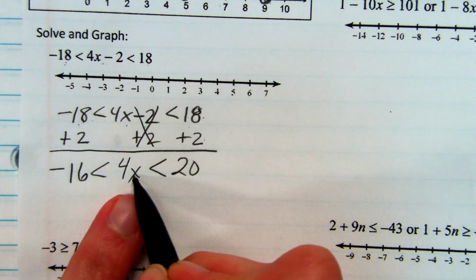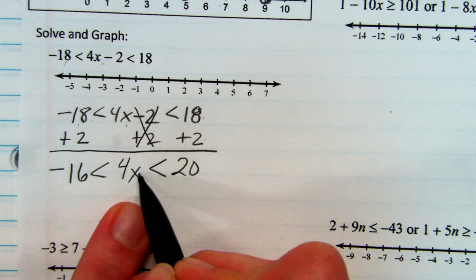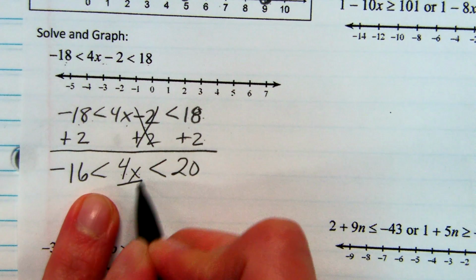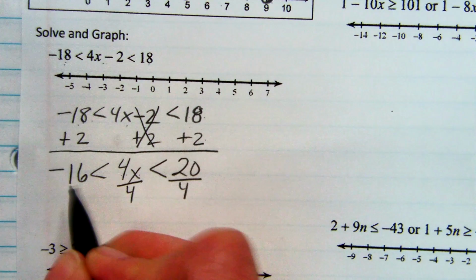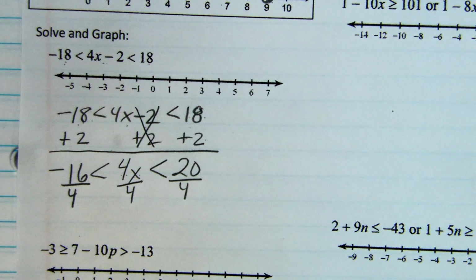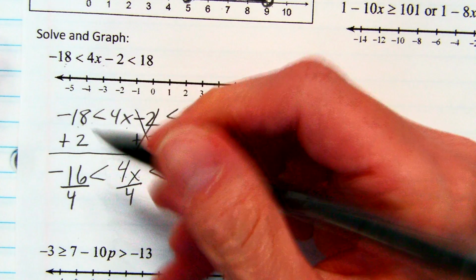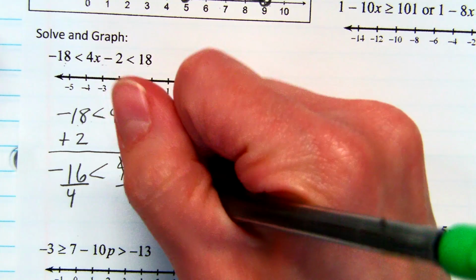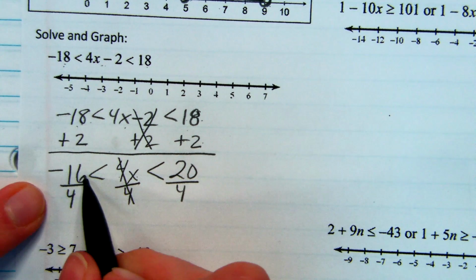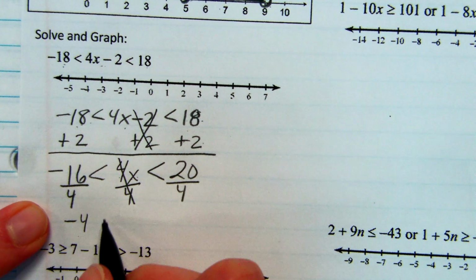Now, I still haven't quite solved for x. I still have 4x. We have to divide now. So now we divide by 4. And that should always be your last step because that's attached to the x that wants to be there. We have to kind of pry it off. So when I cross that off, negative 16 divided by 4 is negative 4.